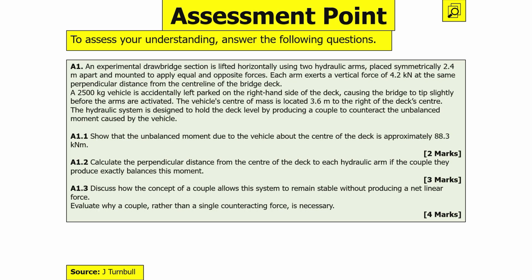The next question says, an experimental drawbridge section is lifted horizontally using two hydraulic arms placed symmetrically 2.4 meters apart and mounted to apply equal and opposite forces.